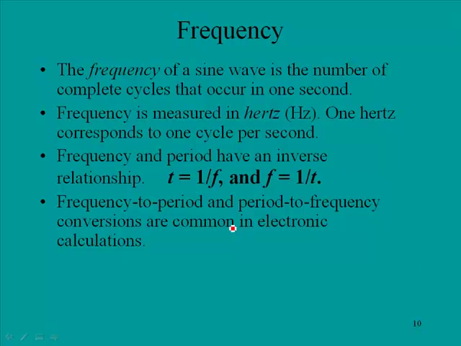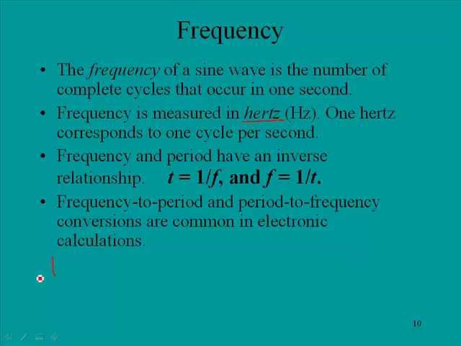Okay, frequency. The frequency of a sine wave is the number of complete cycles that occur in 1 second. Frequency is measured in a quantity called hertz. 1 hertz corresponds to 1 cycle per second. Frequency and period have an inverse relationship. We can say that time equals 1 over frequency, and that frequency equals 1 over time. And actually on the previous screen we did this.